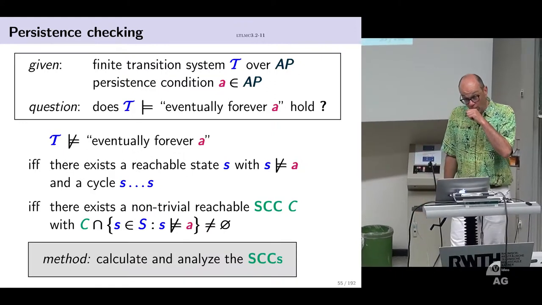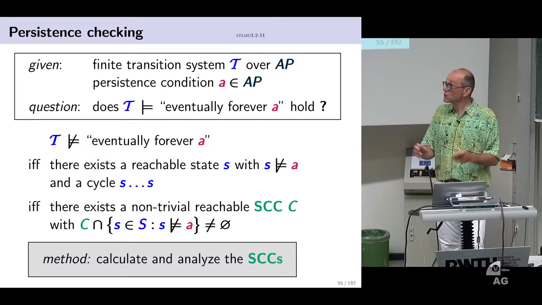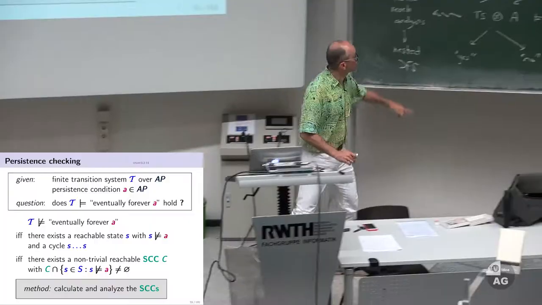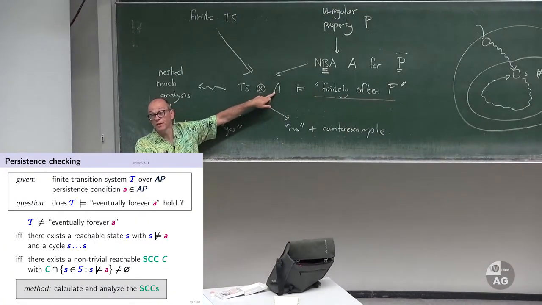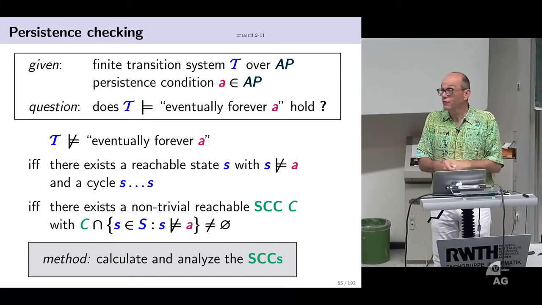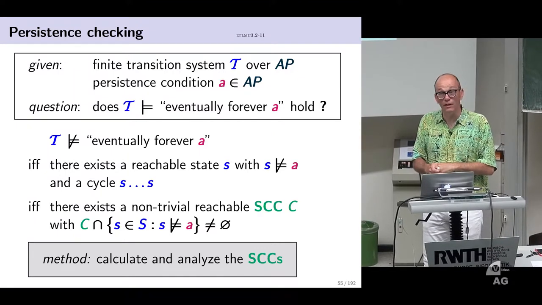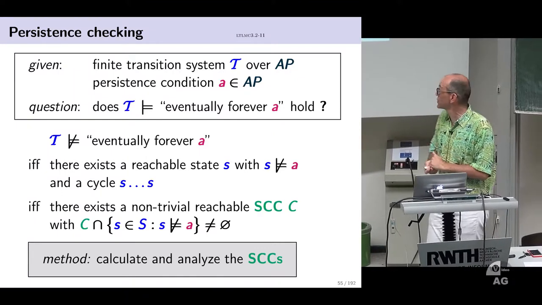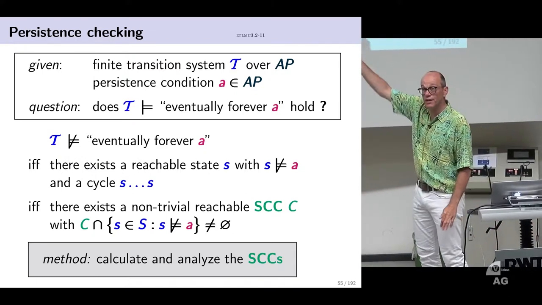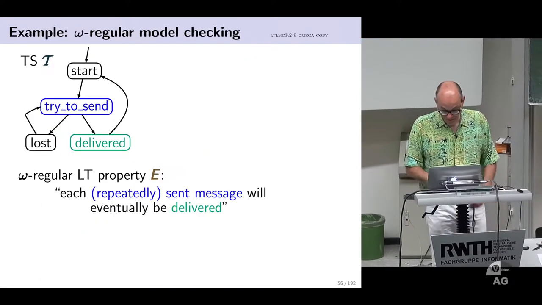Good. So this gives us one hint to check this persistence property, namely: take your transition system. Which transition system? Well, this product, because that's what we are considering. Take this product, consider it as a directed graph, and calculate the strongly connected components, which is a standard procedure you have been taught in the course on data structures and algorithms. And you analyze them. Why do we analyze them? Well, we need to have one that satisfies not A, I mean, refutes A.